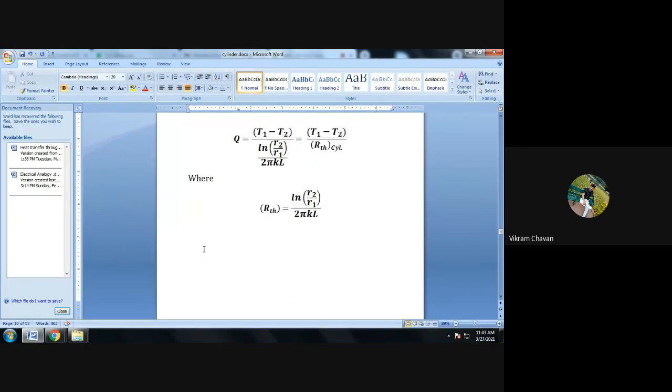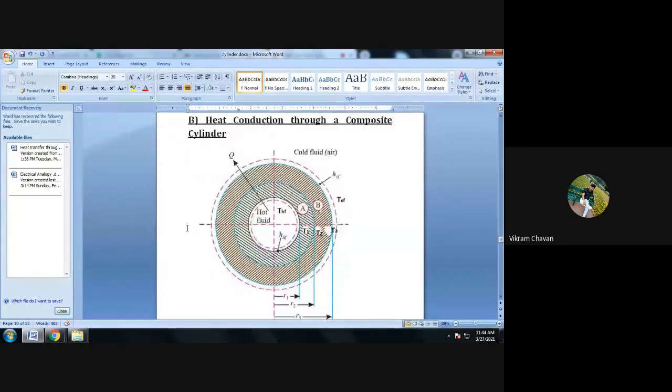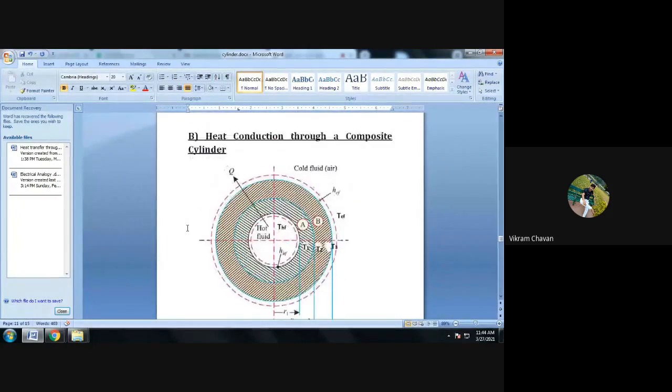So next, B part of our main heading is heat conduction through composite cylinder. Give the heading as heat conduction through a composite cylinder.